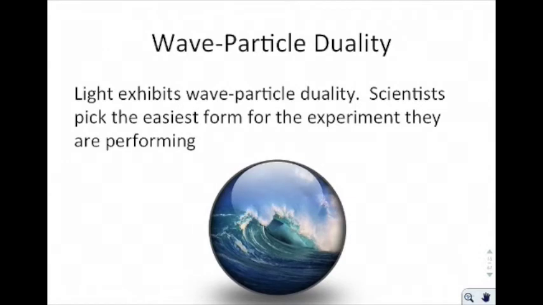So we have what we now call wave-particle duality, that light has behaviors that are waves and light has behaviors that are particles. And scientists can use this wave-particle duality to design experiments in such a way that would produce the most beneficial results for whatever they're trying to observe.